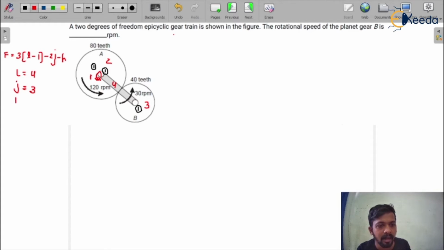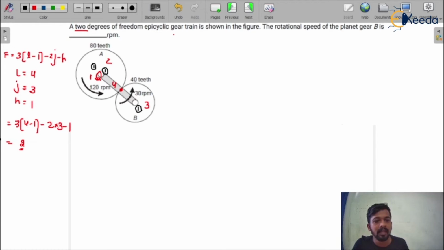And how many higher pairs are there? That is one higher pair, because there is one point of contact between these 2 links. You can see here one point of contact. So just put the values in this equation, you will get the final answer. 3 into 4 minus 1, minus 2 multiplied by 3, minus 1. So that is 9 minus 6 minus 1, that is 2 degrees of freedom. Whatever is given in the question, 2 degrees of freedom, it is right.